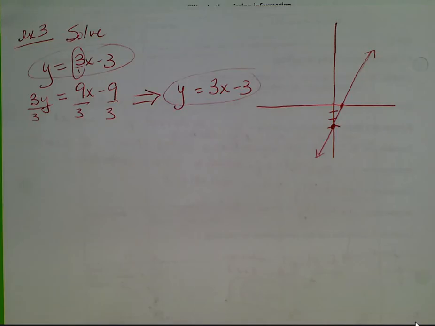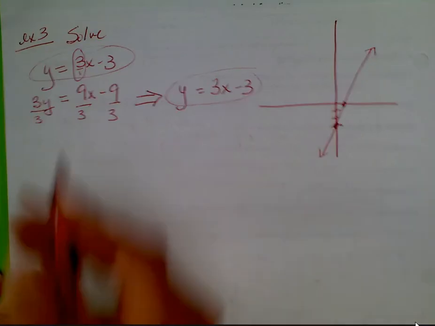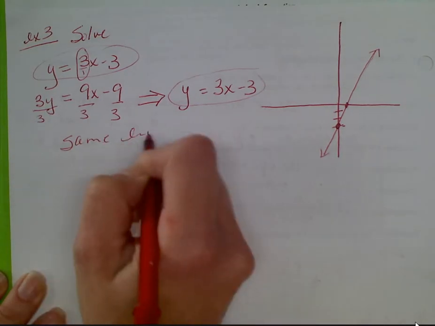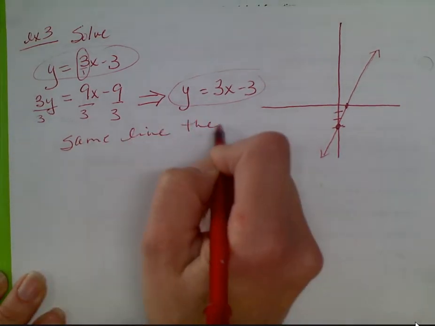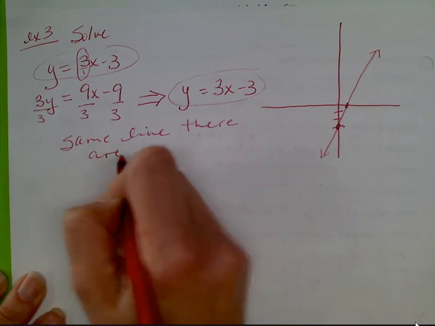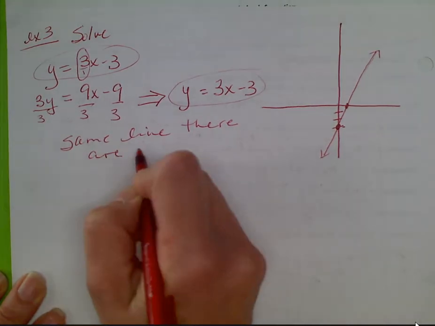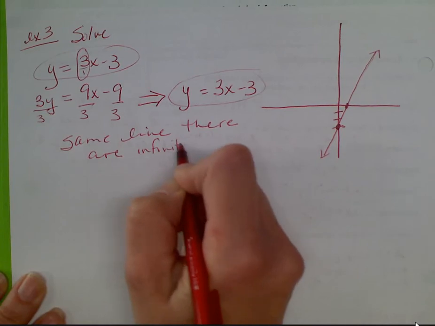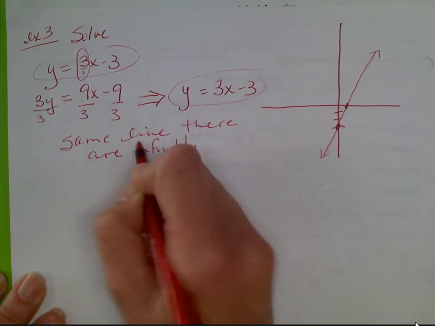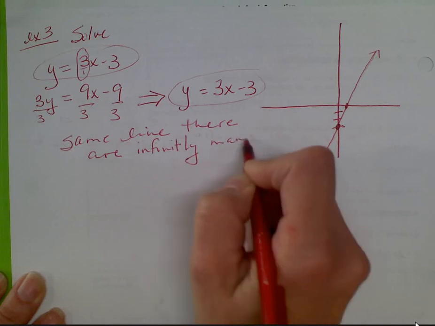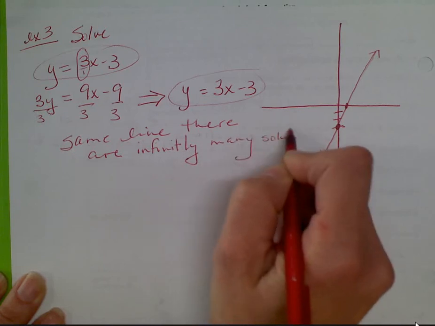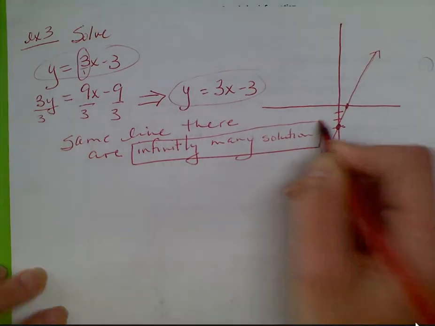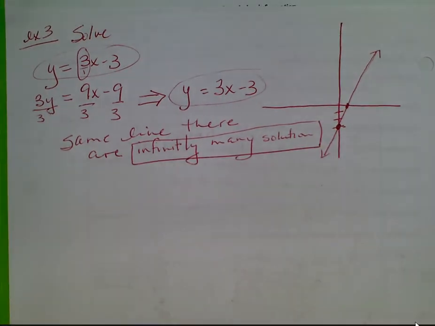Now Luke answered this for us. When they're exactly the same line, there are infinitely many solutions. Right? They're the same line. So we find our answers by where they cross, but the lines are laying on top of each other.